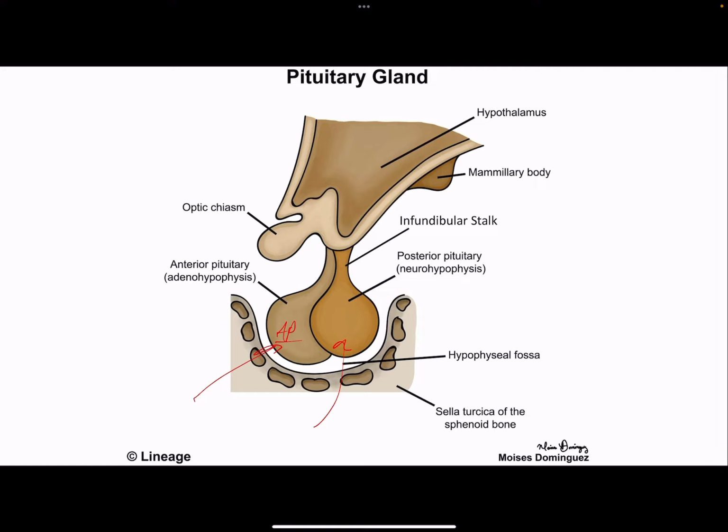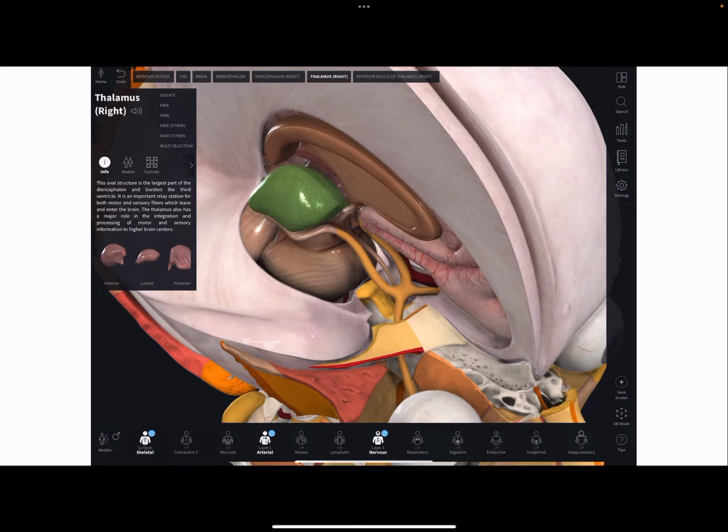That seems kind of random and esoteric, and it is, but it's something that comes up occasionally, so I would know it. Connecting these two is what's called the infundibular stalk, which is much more elongated and thin than demonstrated in this picture. So actually, we're going to see an overview here. Starting with the thalamus, let's take a look.